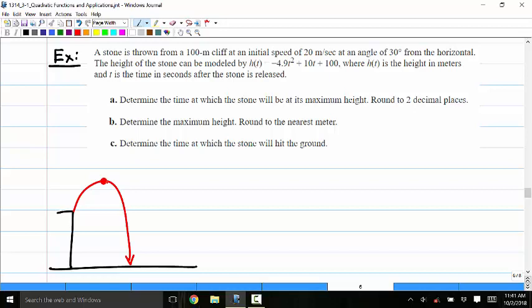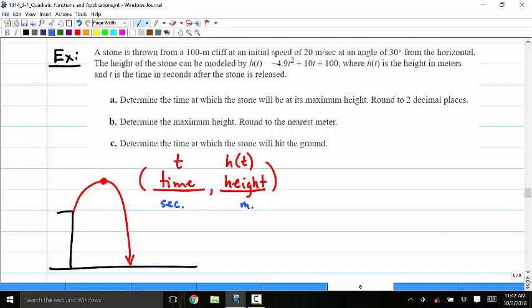If I found a vertex, it is going to be in the form of h comma k, right? The h is the time, because that was your t, and your h of t is your height. Do you agree with that? Your x value is going to be time, your y value is going to be height. What is time measured in, by the way? Seconds. And the height is going to be measured in meters. That's just when we start to put labels on stuff.